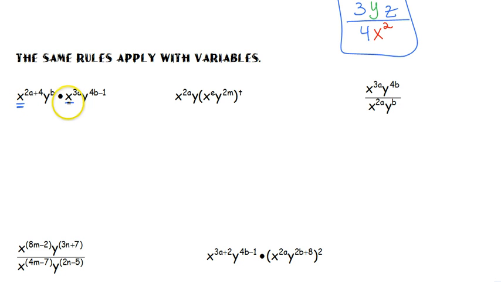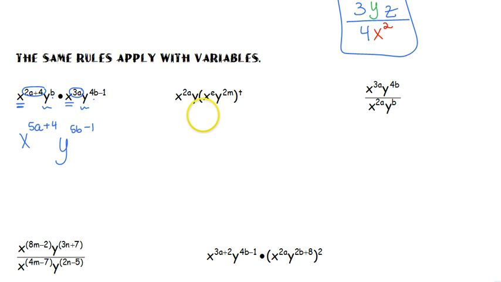So I've got an x here and I've got an x here. I am multiplying those bases, which means I'm going to add those exponents together. When I add 2a plus 4 and 3a, I'm combining like terms. So 2a and 3a gives me 5a. And just 4, because there was no number over here. We move on to y. We're still multiplying those bases of y's, which means we're adding the exponents. B plus 4b is 5b minus 1. And you're done. That's all there is to it.